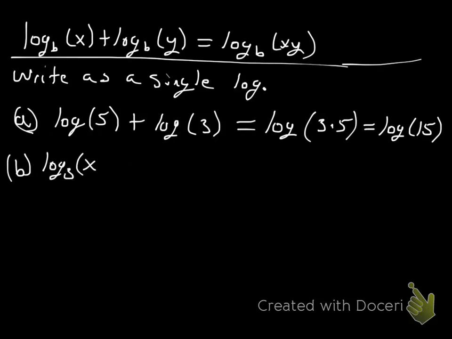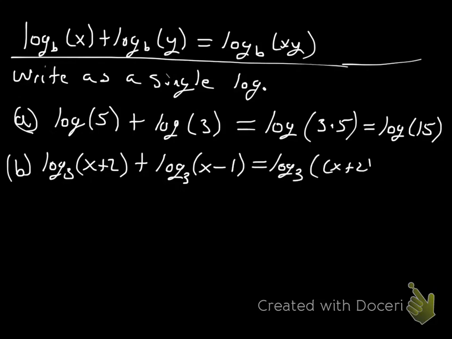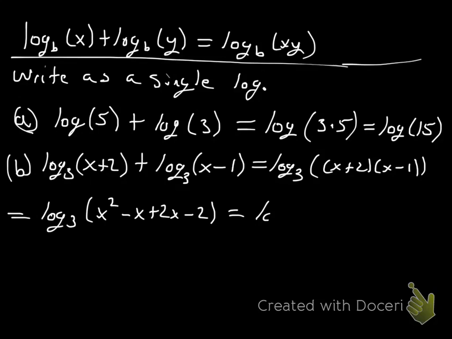Alright, let's do log base 3 of x plus 2, plus log base 3 of x minus 1. And remember, I didn't explicitly mention this before, but in order to use these log rules, they do have to have the same base. So we have base 3 on both of them, so we're okay. So we're going to go ahead and combine them using the product rule. So it's going to be log of x plus 2 times x minus 1. And then, can't forget anything, so we're going to go ahead and FOIL, and then collect our like terms, and that's our final answer.